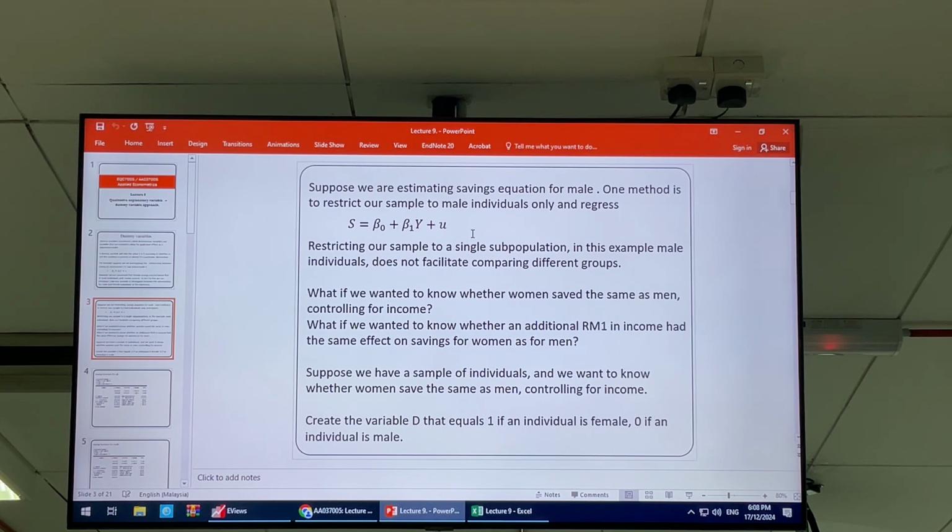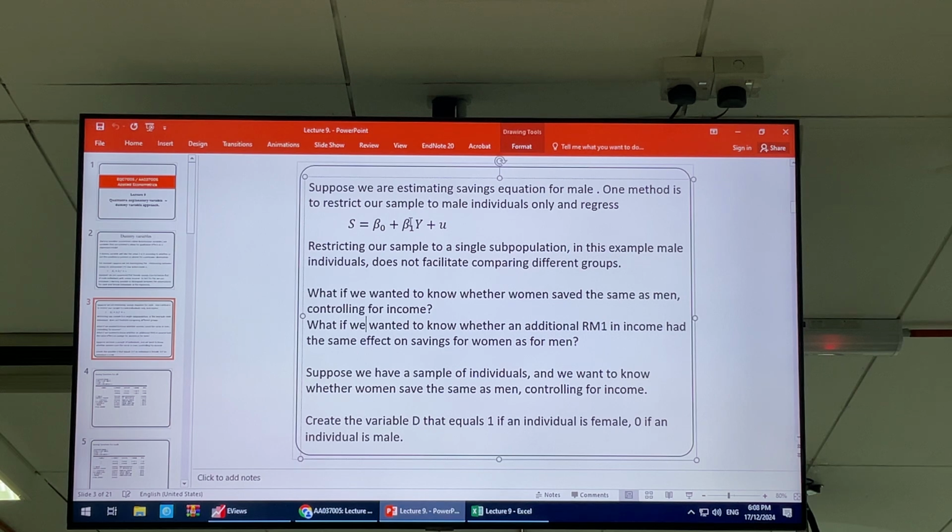Alternatively, we can just estimate one model, but include another variable. What if we wanted to know whether women save the same as men controlling for income? What if we wanted to know whether an additional RM1 in income had the same effect on saving for women as for men? The first one is about the intercept, whether the intercept for the two groups is the same or not. The second one is about the slope, whether the slope remains the same for the two groups or not.